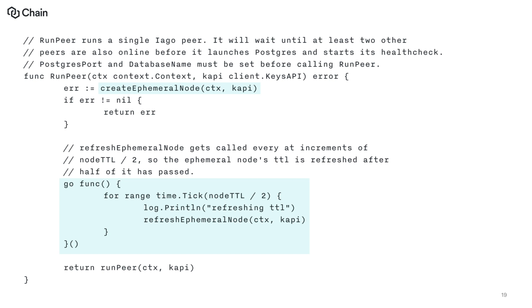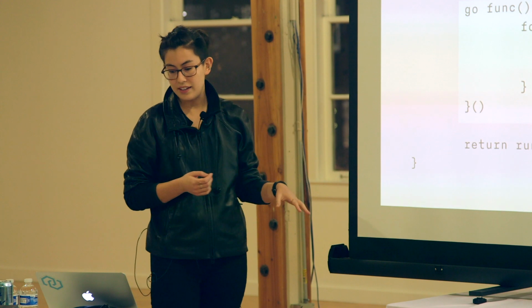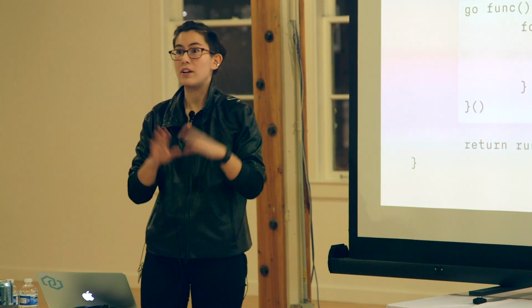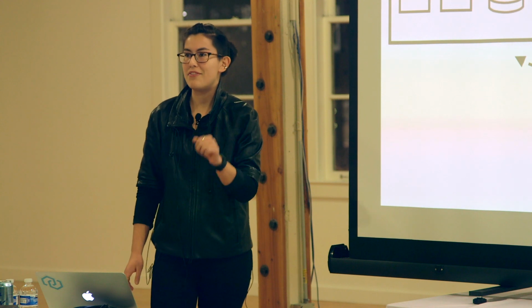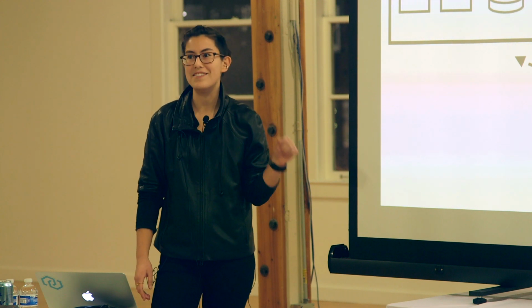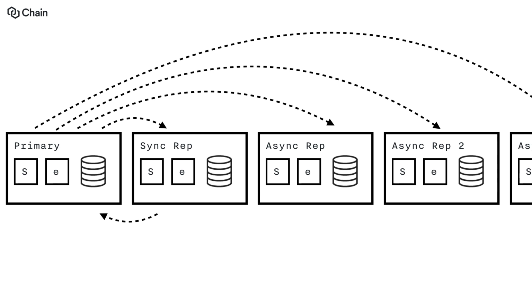The key thing to note here is that if this process goes offline, the ephemeral representation will disappear in etcd. So with that in mind, each node's ephemeral representation is watched by another node's sitter. The primary is responsible for monitoring the sync rep and all of the async reps, or rather for watching their ephemeral representations in etcd. And then the sync rep monitors the primary. So everyone is being watched by somebody else. And if any of these nodes go offline, the monitoring sitter will take action to restore the entire system.